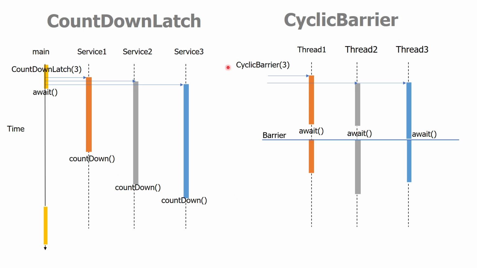Now unlike CountDownLatch, CyclicBarrier is reusable. That is the reason there is the word cyclic in it. Each thread can call the await method again, and this process can repeat. This is useful when multiple threads want to work in phases, and they only want to continue when the other threads have completed their action.